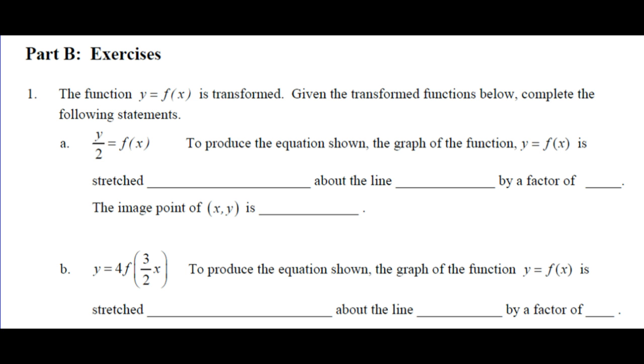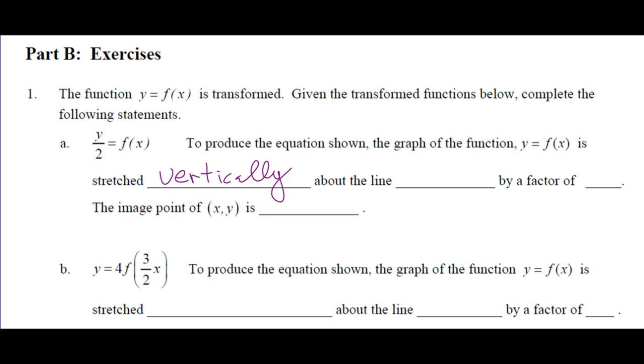The function y equals f of x is transformed. Given the transform functions below, so like 1 is sort of a general instruction, and then there's part A, part B, part C, part D. Okay? Given the functions below, complete the following statements. Okay, so we've got y over 2 is equal to f of x. To produce the equation shown, the graph of the function y equals f of x is stretched vertically about the line. So this time it's about the line.